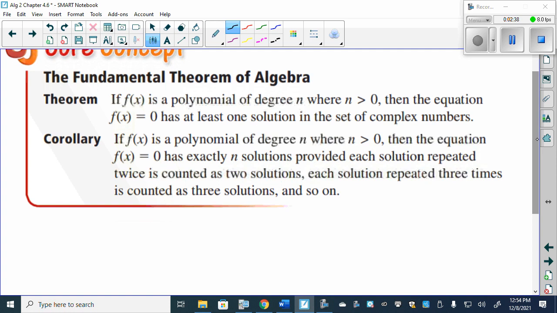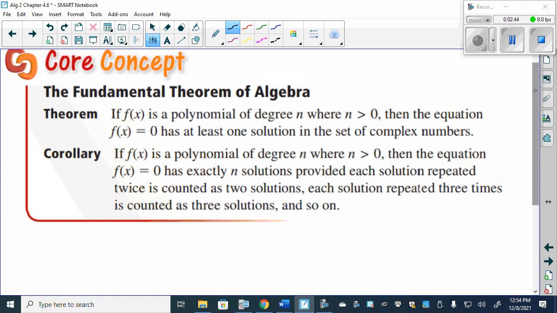Now, the theorem itself states that if f is a polynomial function of degree n, where n is greater than 0, then the equation f of x equals 0 has at least one solution in the set of complex numbers. For any solution like x equals 4, we can write it as a complex number by just adding 0i. Now it's a complex number. That's all that's really saying.